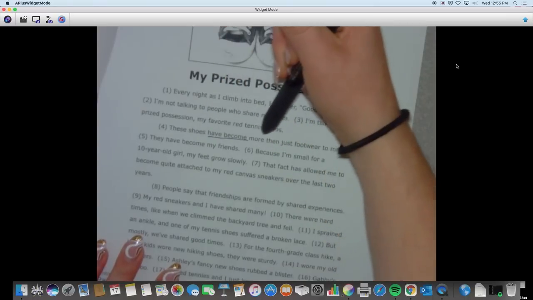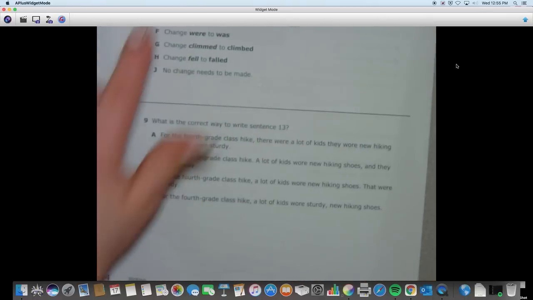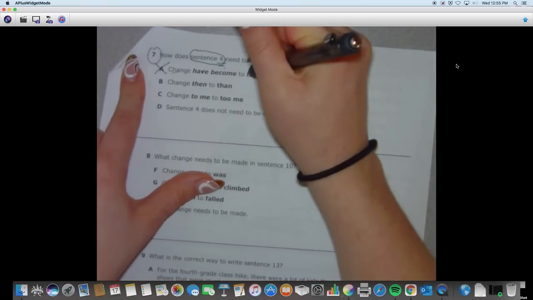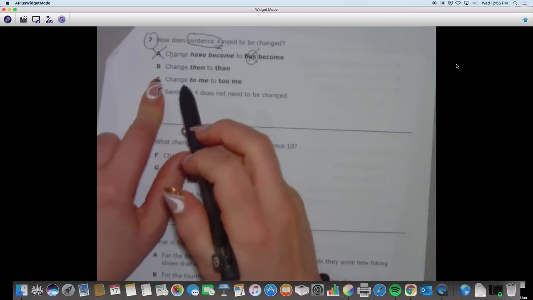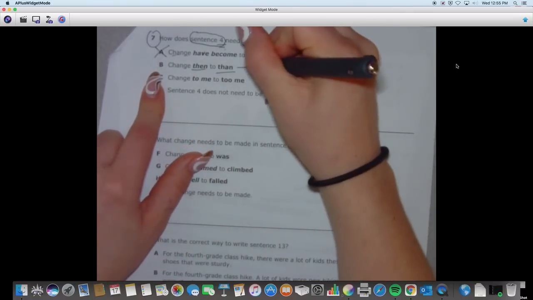These shoes has become or these shoes have become. Just reading that out loud, I can tell that this one is incorrect. Has is not a better change. It doesn't make the sentence better, it makes it sound worse. Okay, and then you have change then to than. Okay, let me explain this one.